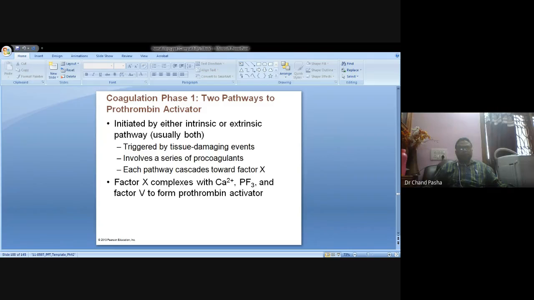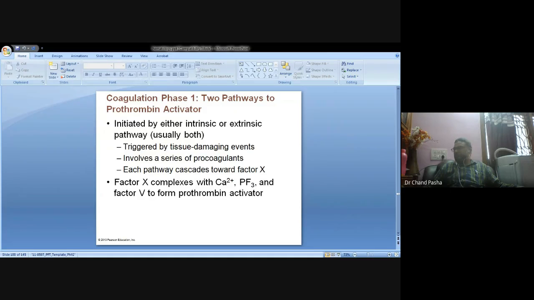So what is the first step? It is prothrombin activation. Whatever prothrombin is there, it should be converted into thrombin. Simple. So it is initiated by intrinsic as well as extrinsic factors or pathways. So both the things are involved here. And in this blood clot process, the first process, the conversion of prothrombin to thrombin, is triggered by tissue damage events.